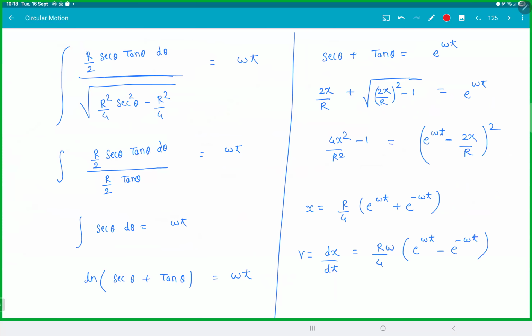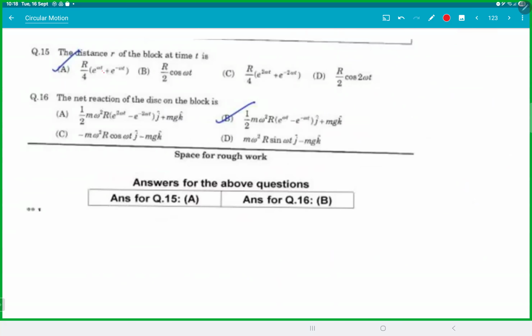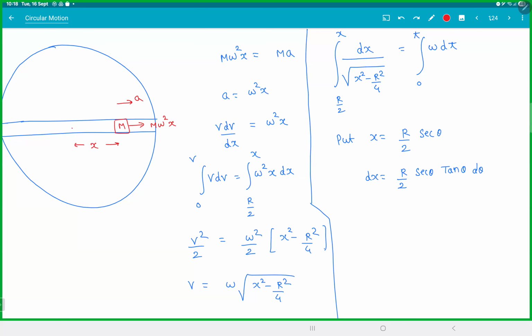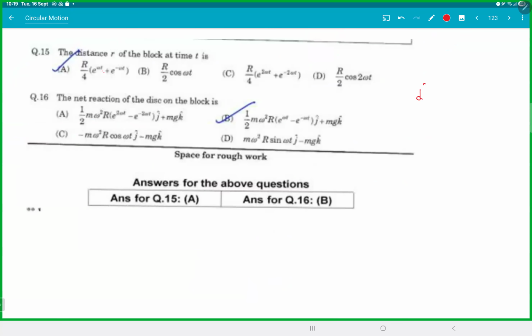Clear with this? Quite lengthy. Your seniors had a lot of difficulty with this. But one of his seniors was smart. He didn't know how to do it, so he realized something. When you solve this equation, you will get something like this: v dv by dx is omega square x. Later on, we will see in SHM, if you get a is equal to minus omega square x, if you get a minus sign here, your life becomes really easy.